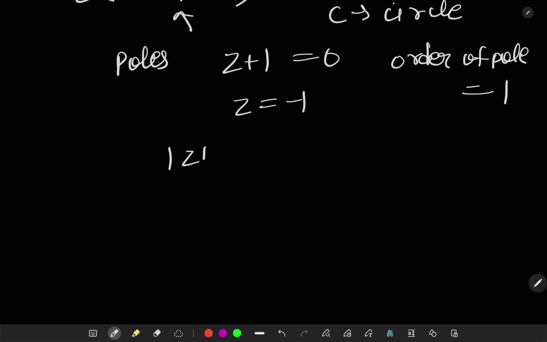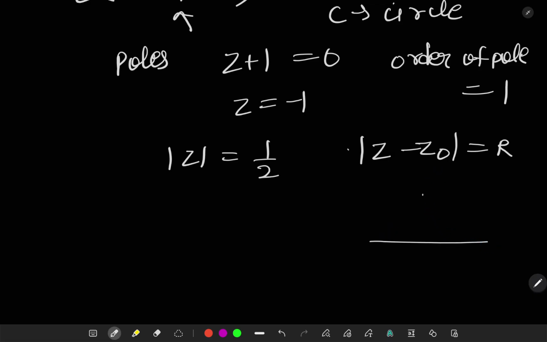As you see here, |z| = 1/2 is given. So using this condition, we can see that the circle is centered at the origin (0, 0) and the radius is given as 1/2. So the diagram becomes this. This is 1/2.